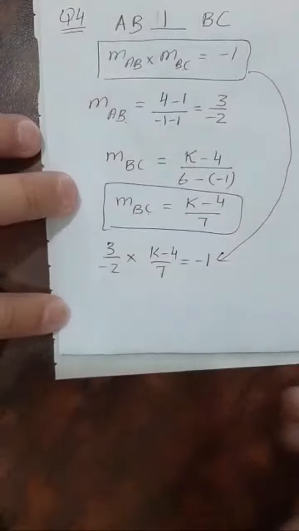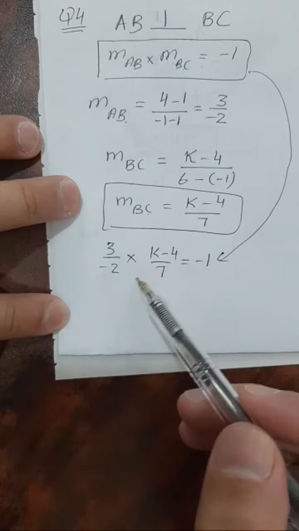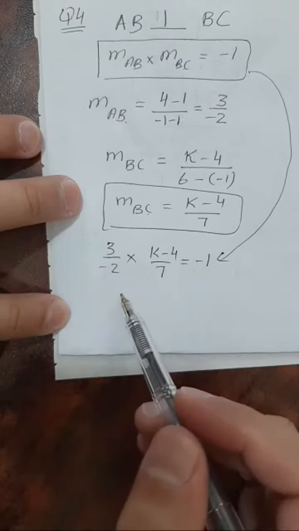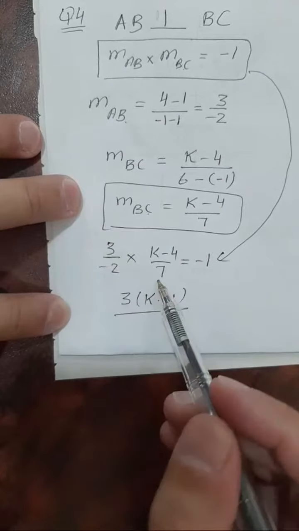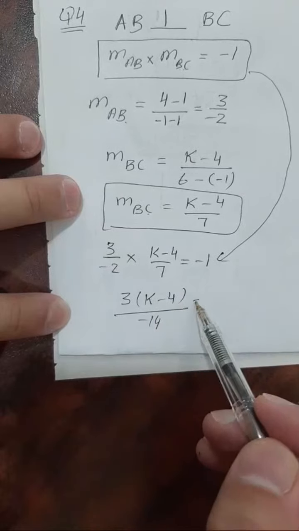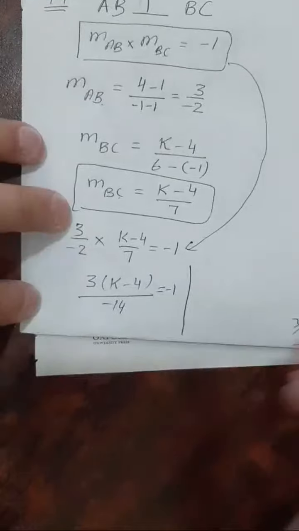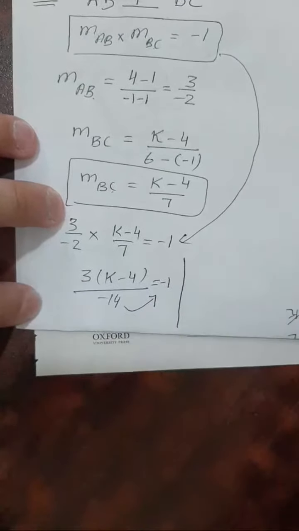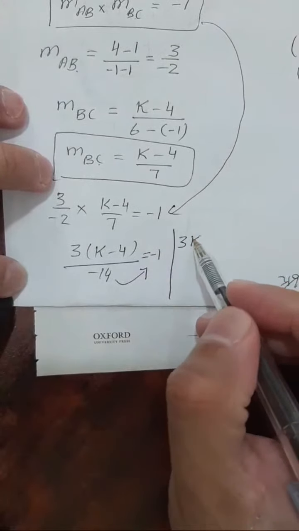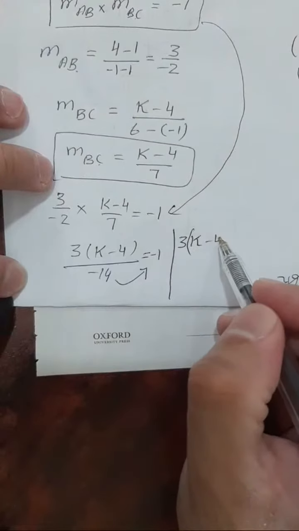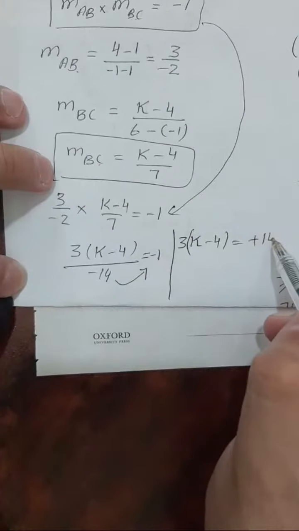Now from here we can simply multiply 3 into k minus 4 over -2 into 7 is -14. That is equal to -1. Now you can move this -14 to the right side of the equation, and when you move it to the right side, it will be multiplied with -1. -14 into -1 will become +14.